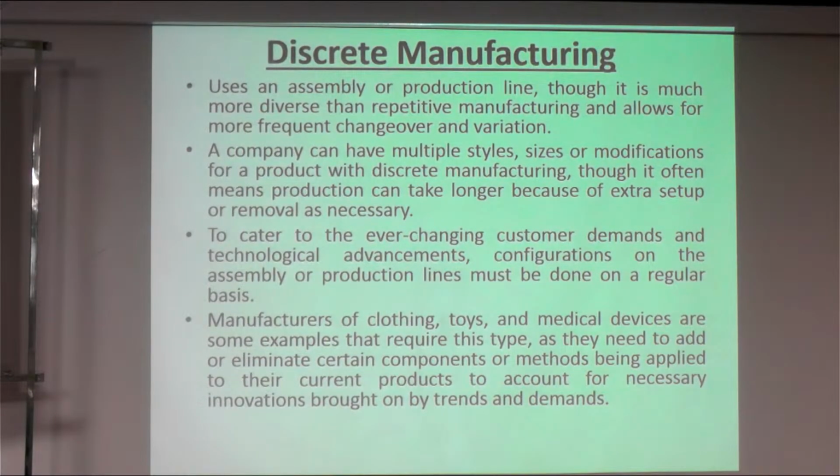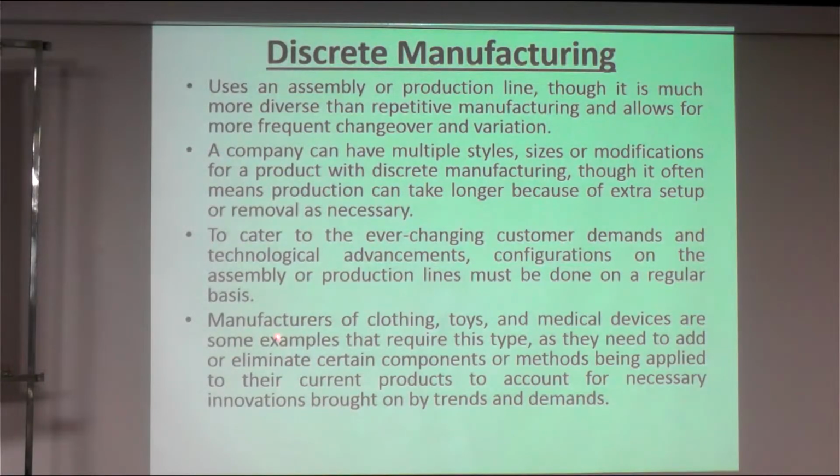Now, discrete manufacturing. It uses an assembly or production line, though it is much more diverse than repetitive manufacturing and allows for more frequent changeover and variations. So you produce it in a discrete manner. I mean, it is similar to your batch production, but here the frequency of changing is more. Okay, and it is diverse in nature. I mean, a similar type of product may not be manufactured.